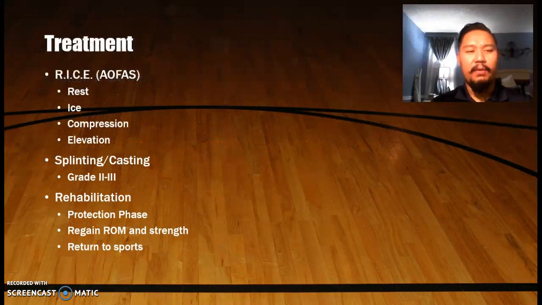So the treatment for ankle sprains, initially you want to perform the RICE method, which is rest, ice, compression, elevation.